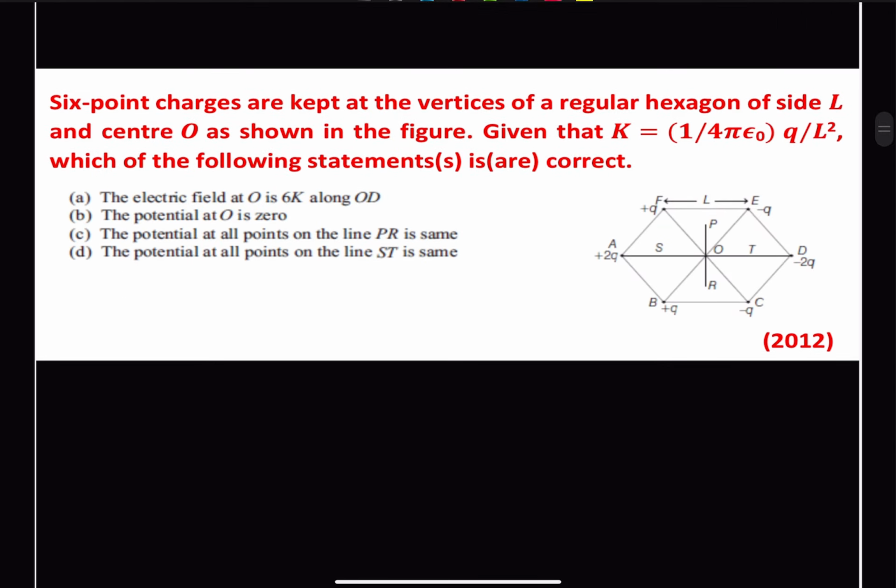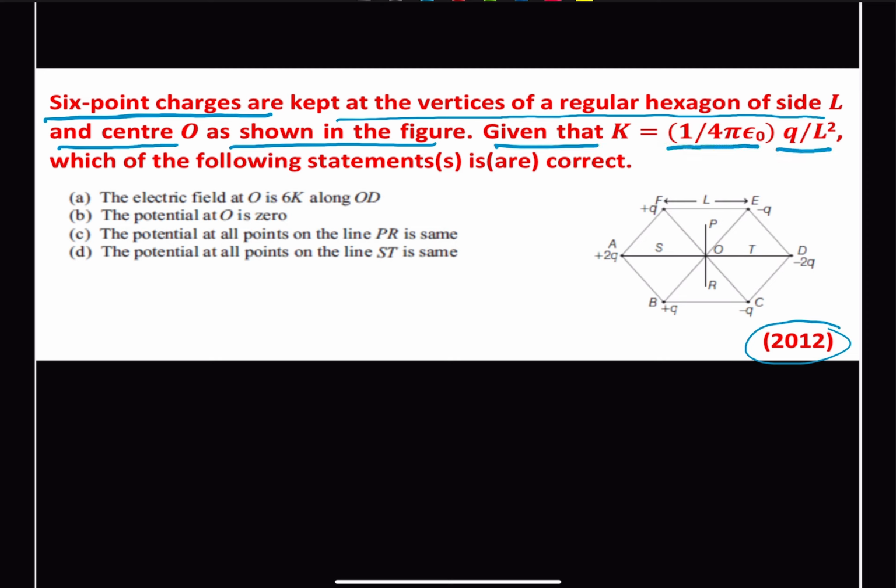Next question. It was also asked in the year 2012 and it states that 6 point charges are kept at the vertices of a regular hexagon of side L and the center O as shown in the figure. Given that K is equal to 1 upon 4 pi epsilon naught multiplied by Q divided by L square, which of the following statements is or are correct? So here it is mainly talking about the electric field and the potential at the origin, that is O, and along PR and along ST.